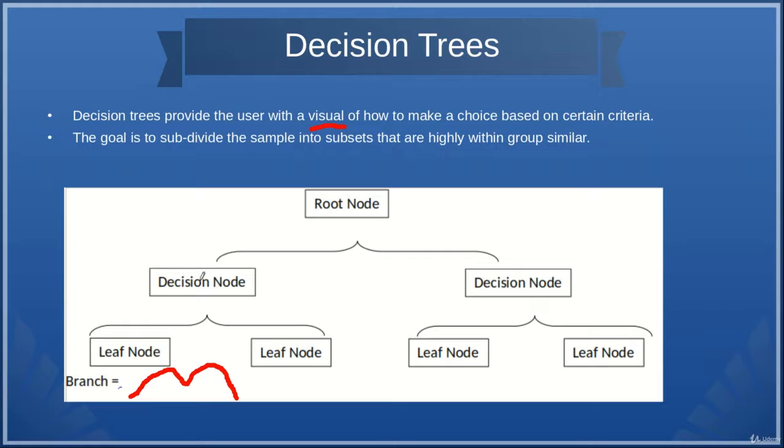So what's happening is that you have some sort of criteria that divides the data into different groups, and then you have another criteria that divides the data further on, etc., etc. And if you look at the second bullet, it tells you right here, the goal is to subdivide the sample into subsets that are highly similar within groups. The measure that is commonly used for that is entropy, especially for classification, because our first decision tree is going to be classification. So let's go ahead and move on here.